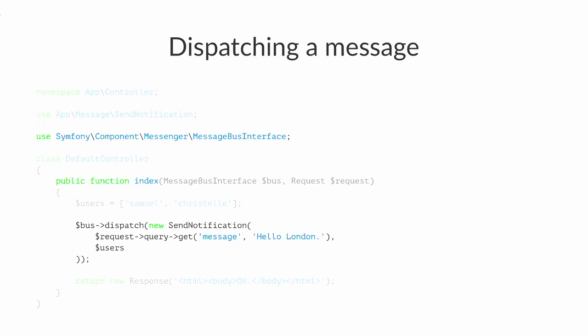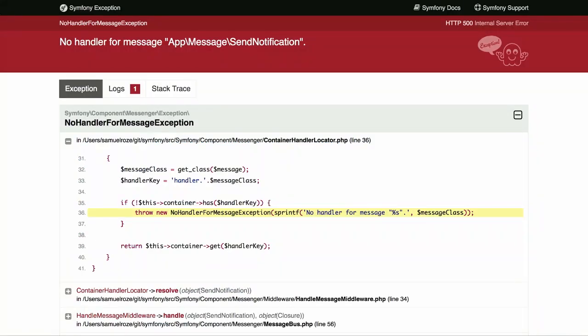Now, if we actually just run this code, it says there is no handler for that message. So by default, you need to have a handler for every single message you dispatch. That's by default, so you can actually tweak that using your custom middlewares. But it really helps to not make typos and things like that. It also invites you to create the handler.